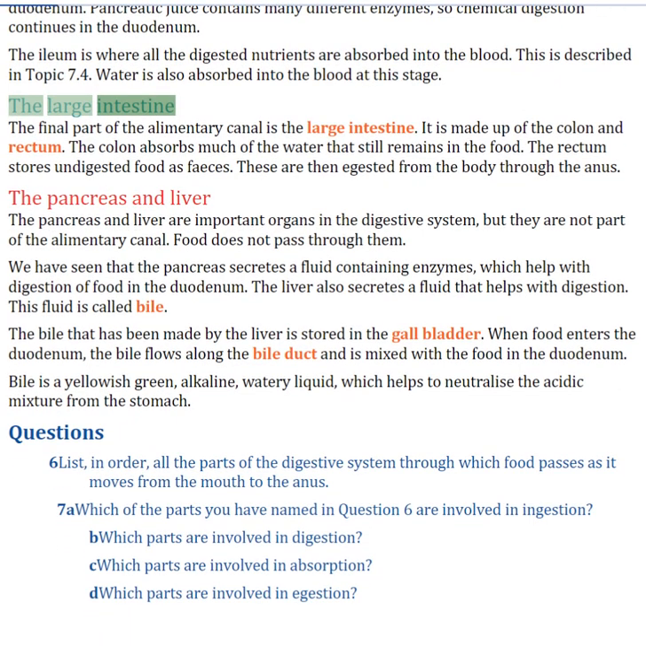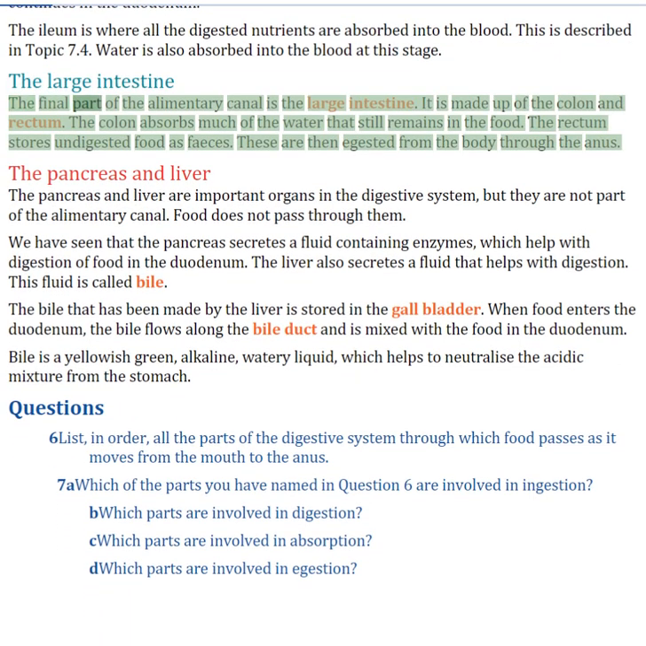The large intestine. The final part of the alimentary canal is the large intestine. It is made up of the colon and rectum. The colon absorbs much of the water that still remains in the food. The rectum stores undigested food as feces. These are then egested from the body through the anus.